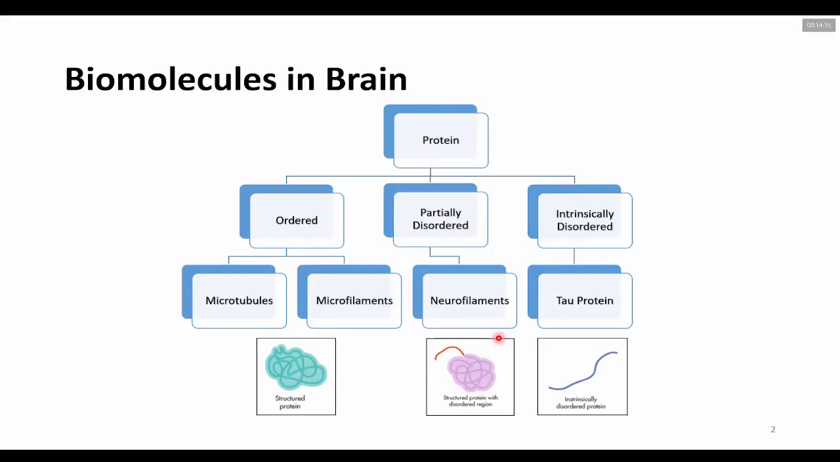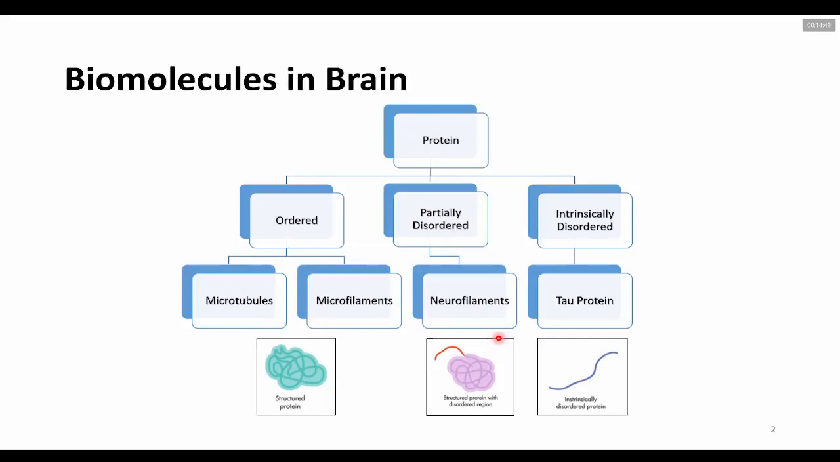And now when it comes to axon, there are different types of subaxonal components. Namely, there are four major components: microtubules, microfilaments, neurofilaments, and tau protein. You can see that microtubules and microfilaments are very structured. We don't have to worry about their structure. Neurofilament has a disordered portion in its structure. Some portion is structured and the rest is disordered. And the tau protein, which is actually a cross-link between different microtubule bundles, is an intrinsically disordered protein.